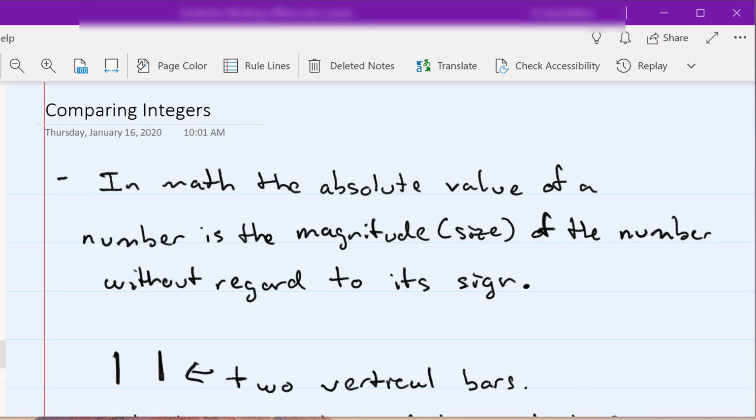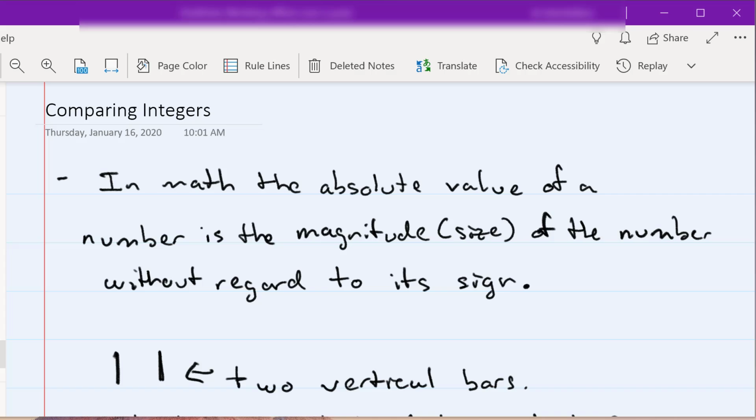Today we're going to be talking about comparing integers. We're going to be talking about absolute values, negative numbers, positive numbers, comparing negative numbers with negative numbers and positive numbers with negative numbers. We're going to be doing a lot of comparing. We're going to be using the number line to show how one number is bigger than another, and a lot of cool stuff today. So let's begin.